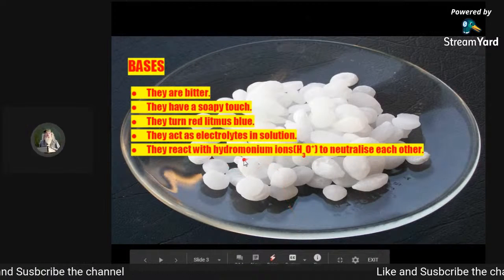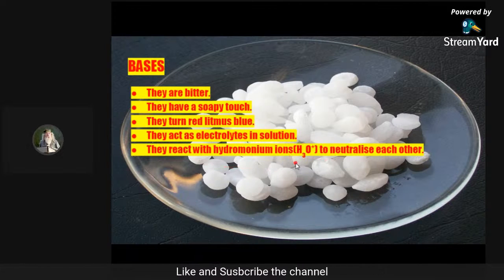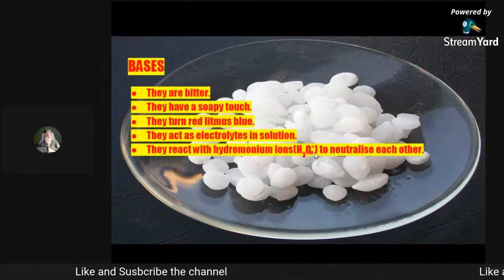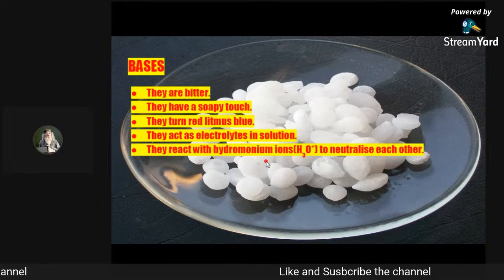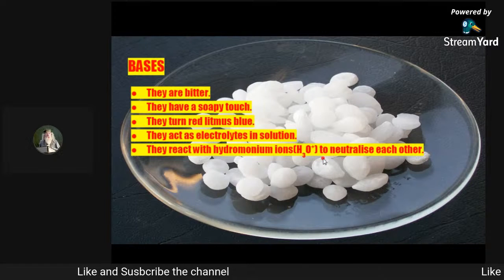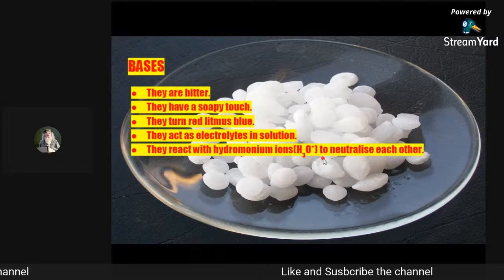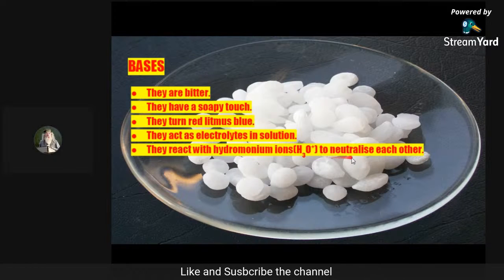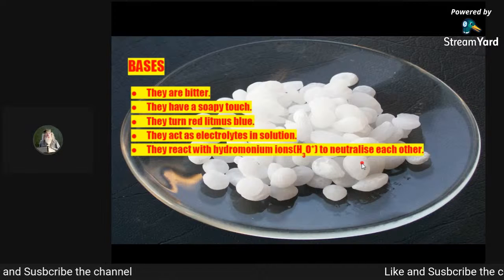So here they react with the hydronium ions that we have already discussed. H3O+ is the hydronium ion, which is the ion present in acids, or that acids dissociate into. So they neutralize each other. That is their neutralization reaction.